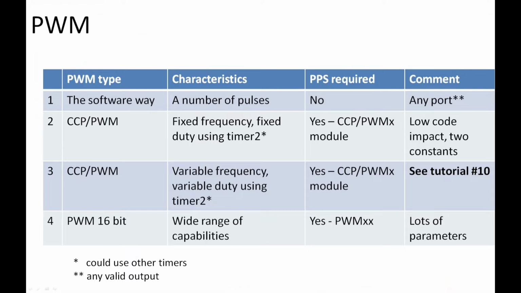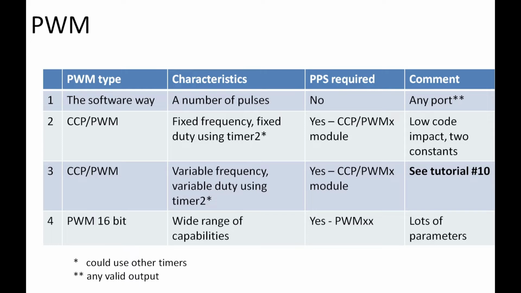So there are at least four types of pulse width modulation that you can use within Great Cow Basic. These don't always come so readily in other languages, so it's worthwhile going through them. There's one called the software way. It's quite clever. It actually generates a pulse width signal with a number of pulses. It's just a piece of code that's been in the compiler for many, many years. You don't need PPS. We've touched on PPS before.